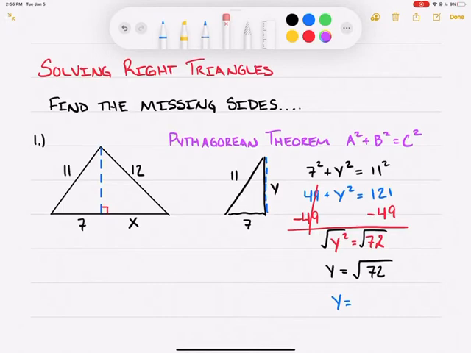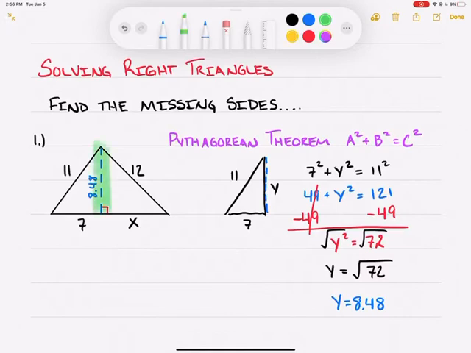So we have the square root of 72. That's going to be 8.48. And we'll just leave it as is here, 8.48. I'm not going to bother to round up. So I know what this blue line is now, and I'm just going to write it in. This is 8.48.